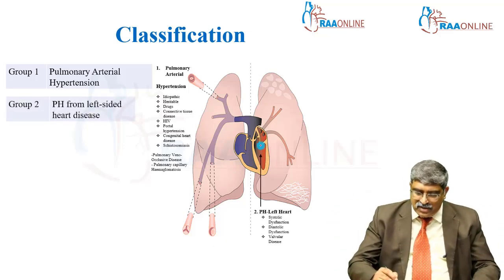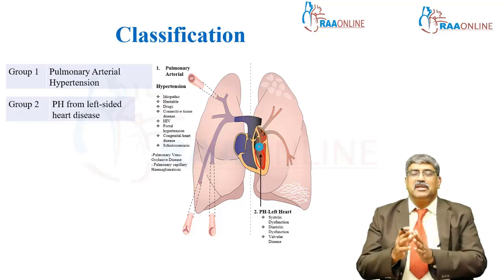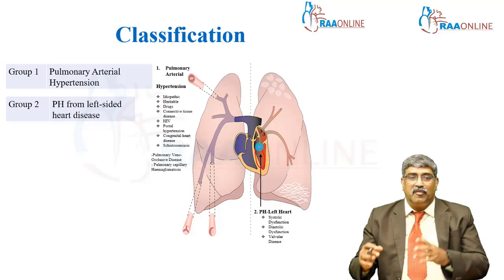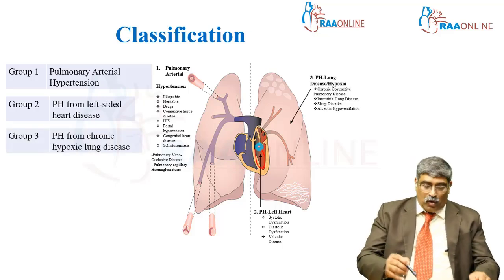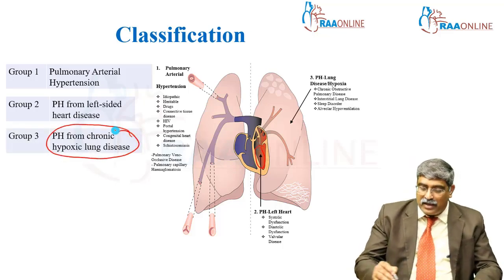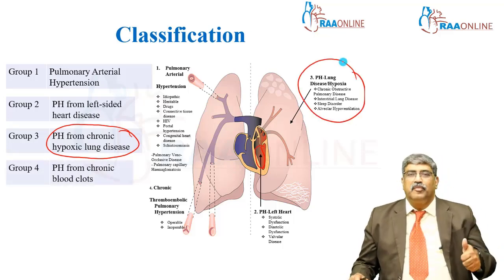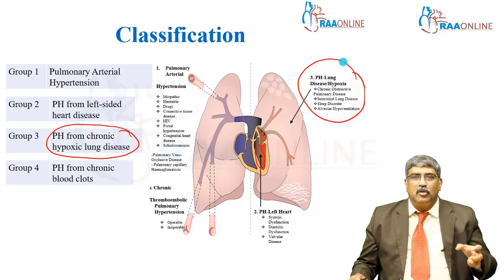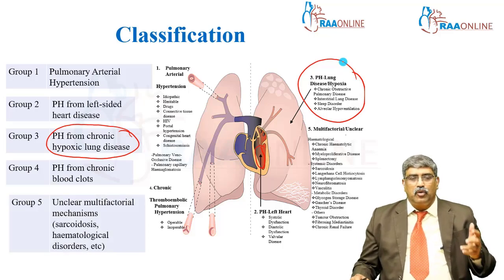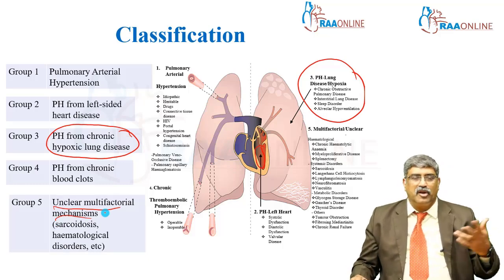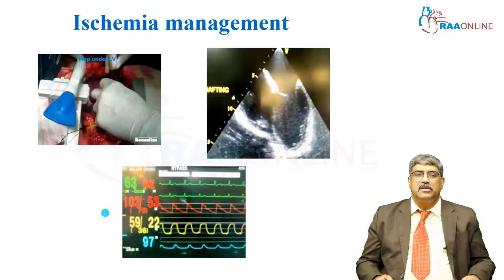Group 2 is pulmonary hypertension which comes from the left side of the heart, either ischemic heart disease or valvular heart disease. Group 3 is pulmonary hypertension due to lung disorder. Group 4 is pulmonary hypertension due to chronic thromboembolism. And group 5 is unclear multifactorial mechanism, like sarcoidosis and hematological disorders.